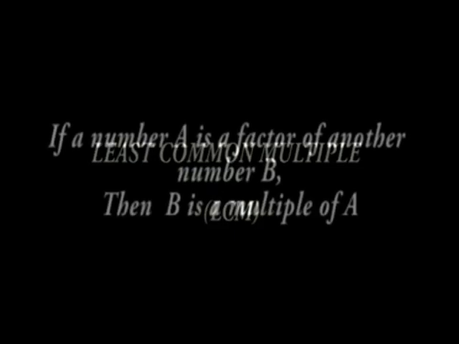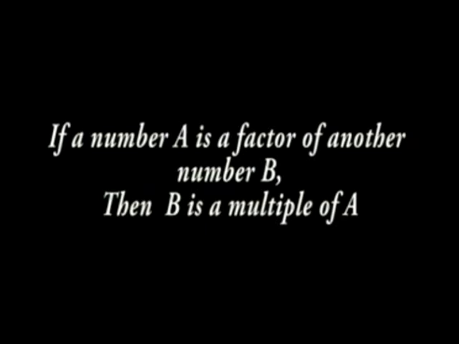Let us look at LCM. If a number A is a factor of another number B, then B is a multiple of A. For example, 80 is a multiple of 1, 2, 4, 5, 8, 10, 16, 20, and 40. Similarly, 100 is a multiple of 1, 2, 4, 5, 10, 20, 25, 50, and 100.